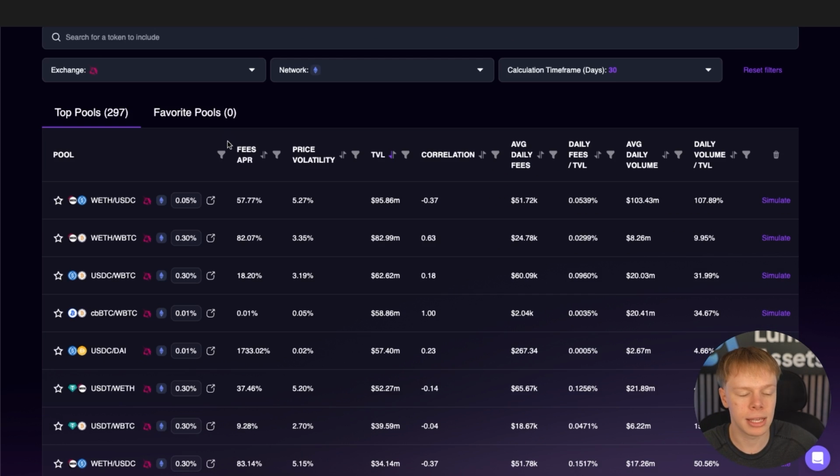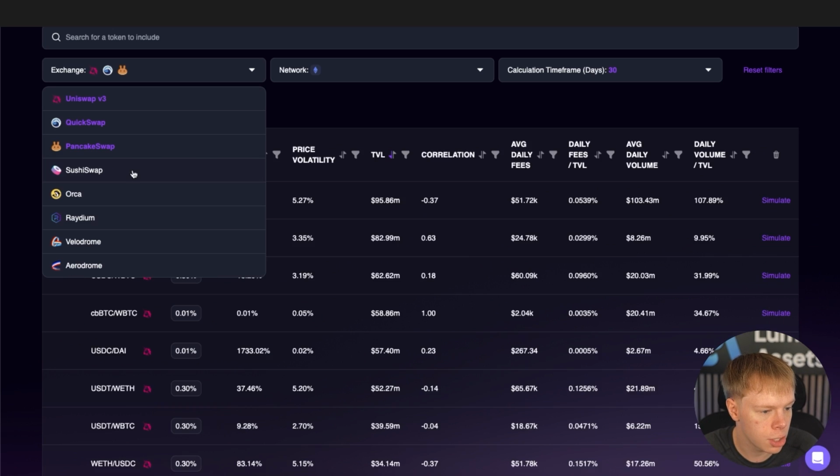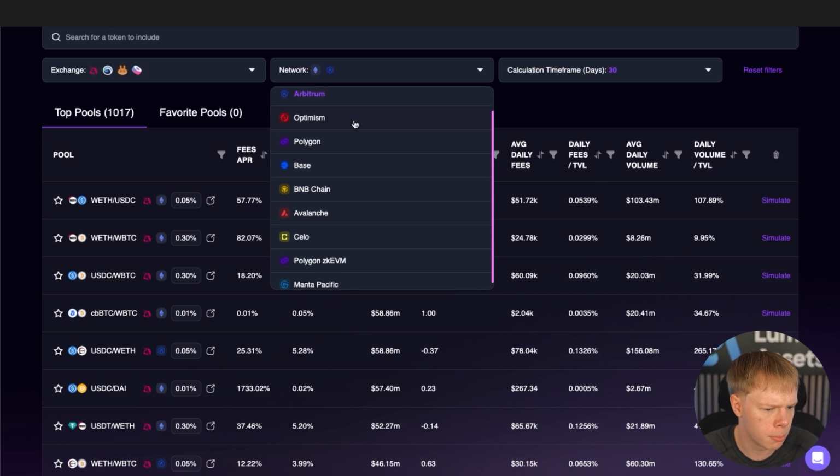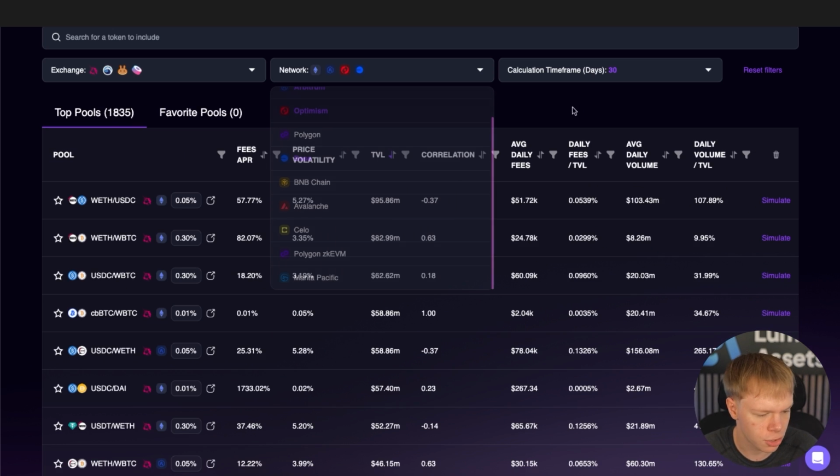But what it is good at is if you are taking a passive strategy, because maybe you have more capital, or maybe you're a busy professional and you don't have a ton of time to be managing your liquidity pools, you could dive into Metrics Finance and formulate your strategy here. So let's just say we selected Uniswap, QuickSwap, PancakeSwap, and SushiSwap across Ethereum, Arbitrum, Optimism, and Base, let's just say, to start with.